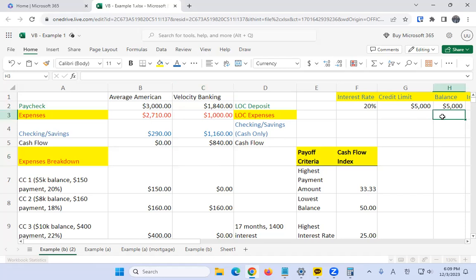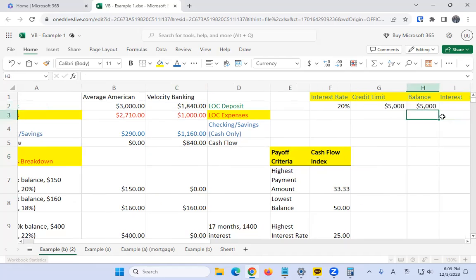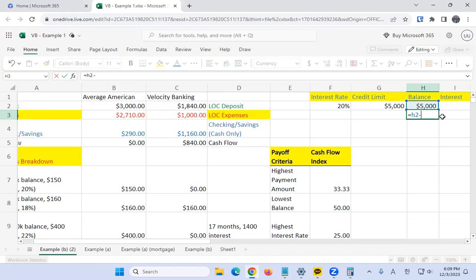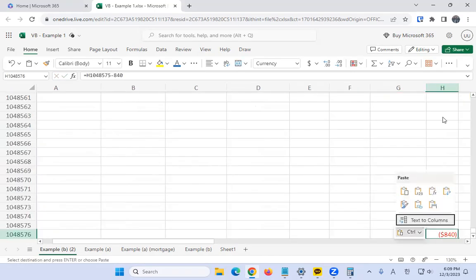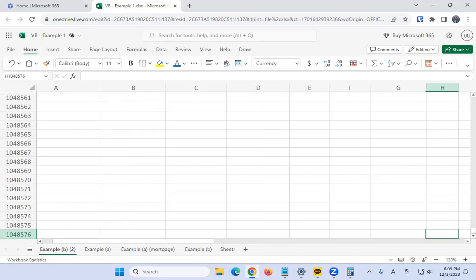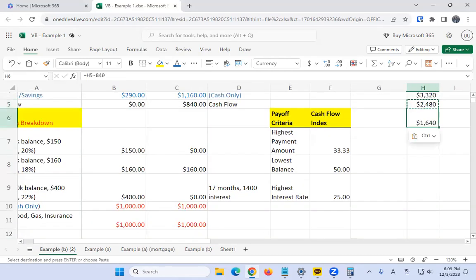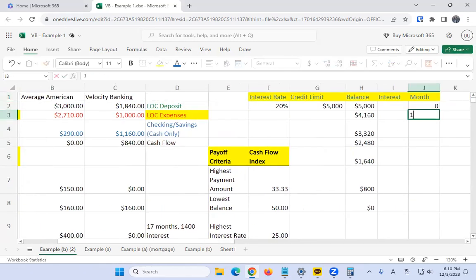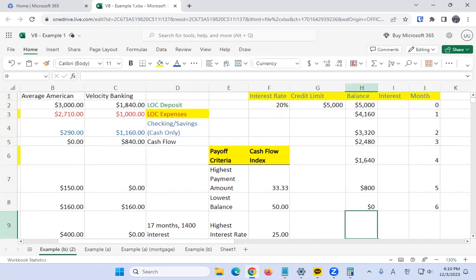So now what we do is we go here and then we're going to take out the $840 from each subsequent month. So H2 minus 840, and then bam, bam, bam. Oopsie. I always get too excited about this. All right. Bam, bam, bam. All right. Okay, so how many months did this take? 1, 2, 3, 4, 5, 6.